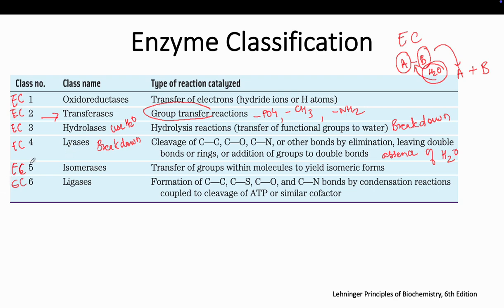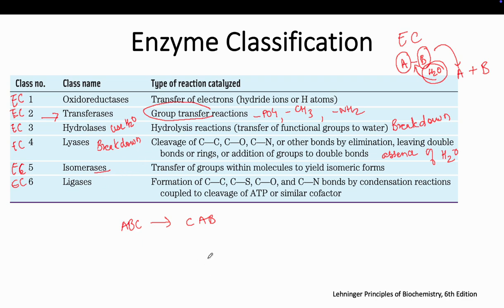Then we have the fifth class of enzymes, isomerases. What are these isomerases? It refers to intramolecular rearrangement or isomerization of different molecules. Suppose I have molecule A, B, C. The isomerase will not change the molecular weight. It will just rearrange these into C, A, B. So there is just intramolecular rearrangement. All these types of reactions are catalyzed by isomerases.